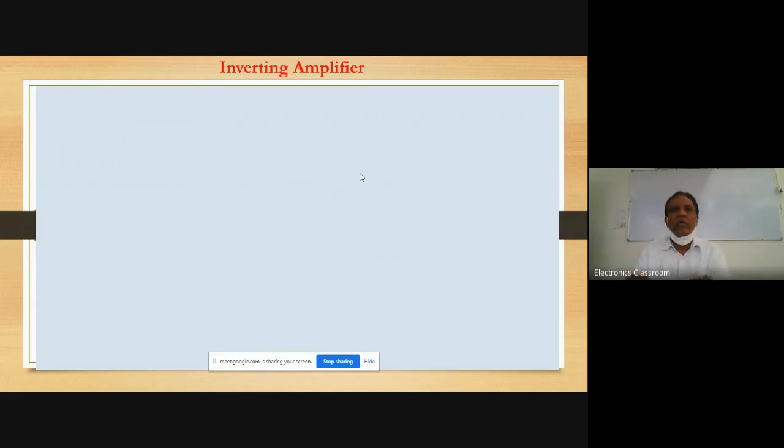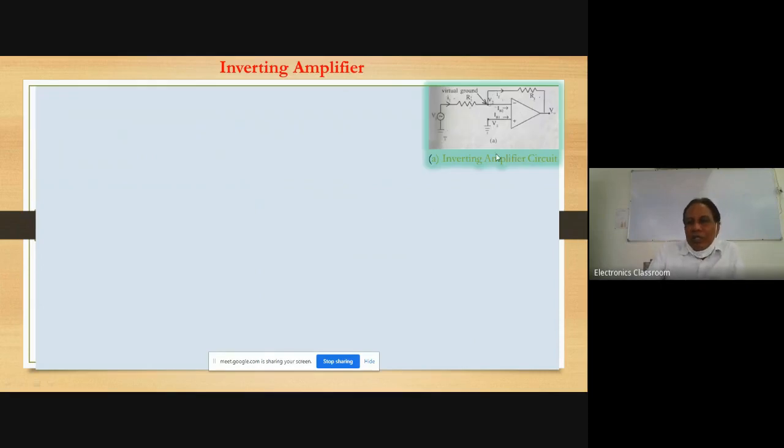Okay, we can move on to the inverting amplifier. In this inverting amplifier, there is another important concept that we are going to learn: the virtual ground. Virtual ground means imaginary ground. We have all heard the name ground. We can look at the figures on the right side. Ground is denoted by this type of symbol.